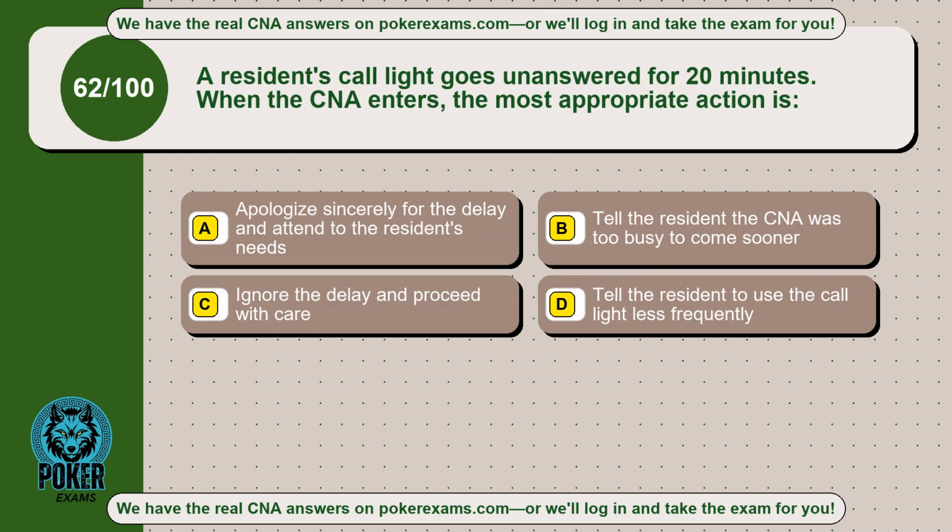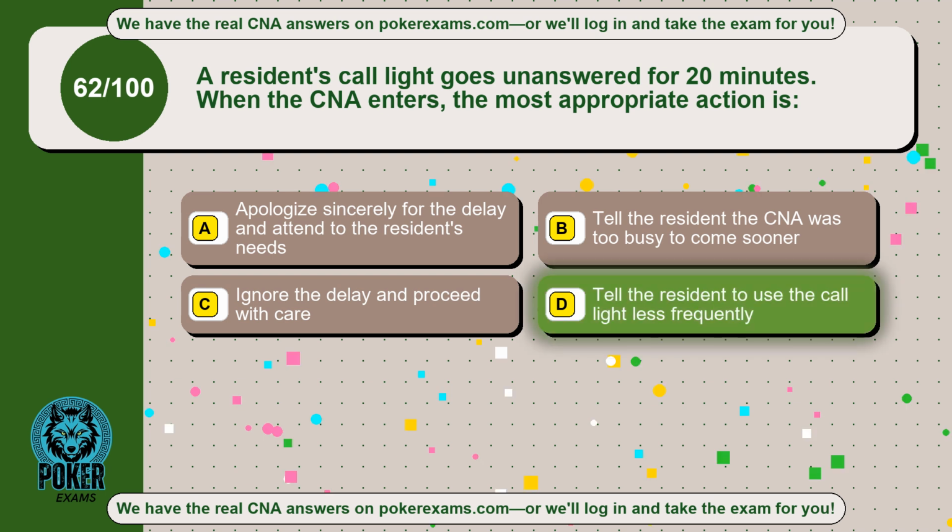Question 62. A resident's call light goes unanswered for 20 minutes. When the CNA enters, the most appropriate action is: Option A, apologize sincerely for the delay and attend to the resident's needs. Option B, tell the resident the CNA was too busy to come sooner. Option C, ignore the delay and proceed with care. Option D, tell the resident to use the call light less frequently.